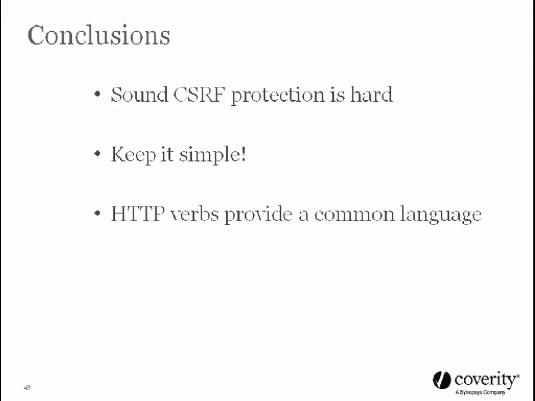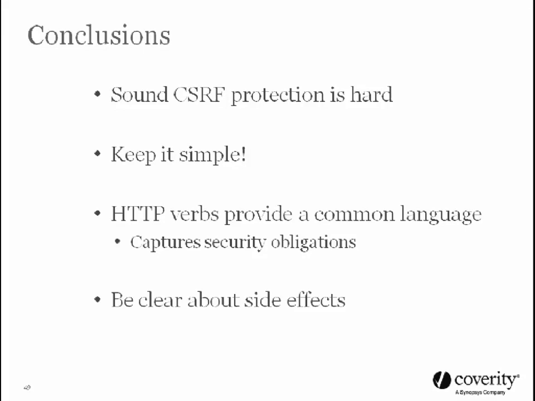HTTP verbs, use them. They're a great language, they're already there, they're well specified, and they also capture the security obligations for cross-site request forgery. This is probably a piece of advice that applies to any developer anywhere, not specific to cross-site request forgery. But be clear about what your method is doing. Especially in the case where you have a human auditor looking at your code or maybe evaluating the result of the tool. You need to see what the method's doing and be able to quickly make a judgment about the side effects. So you don't know what to protect if it's not obvious to you.